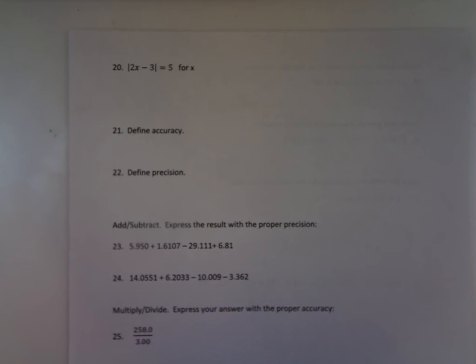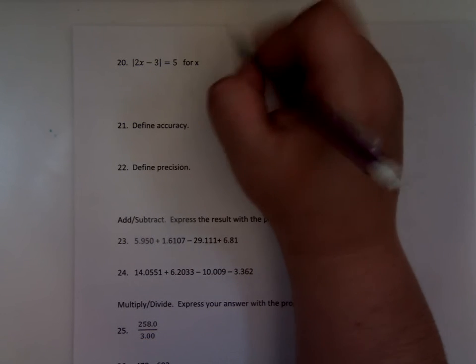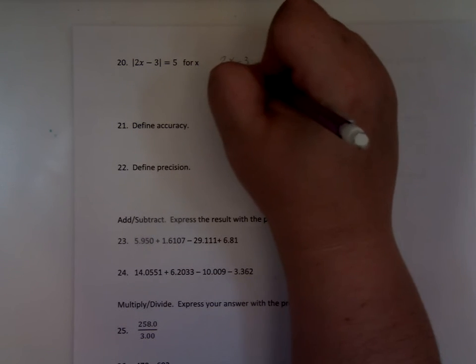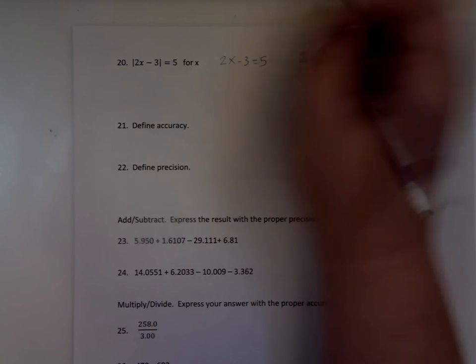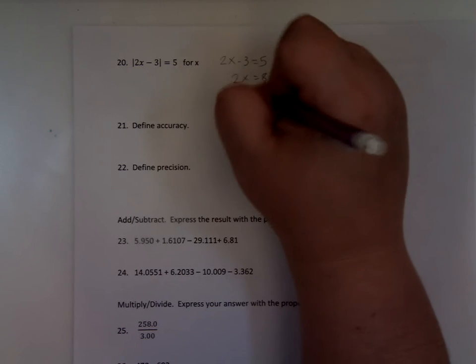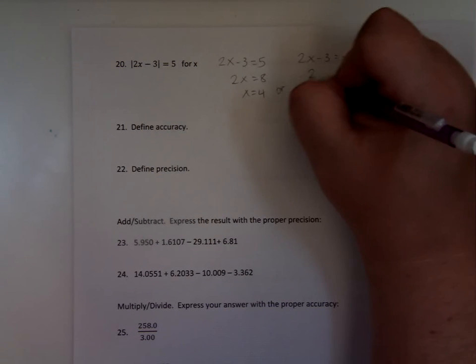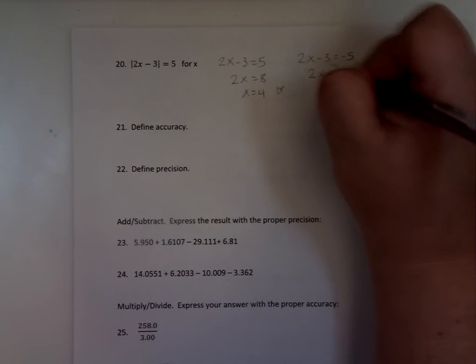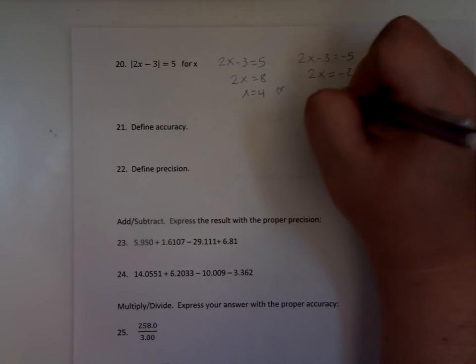All right. So remember, when we solve absolute value equations, we're going to get two answers. We've got 2x minus 3 equals 5. 2x minus 3 equals negative 5. So 2x equals 8 and x equals 4. Or 2x equals negative 2 and x equals negative 1.